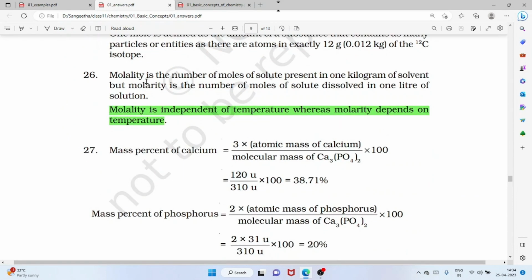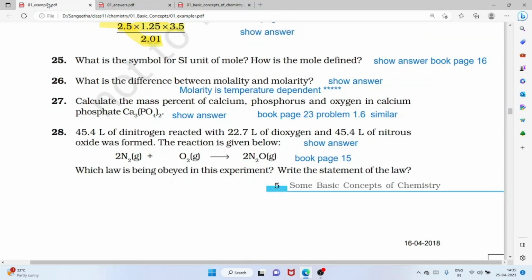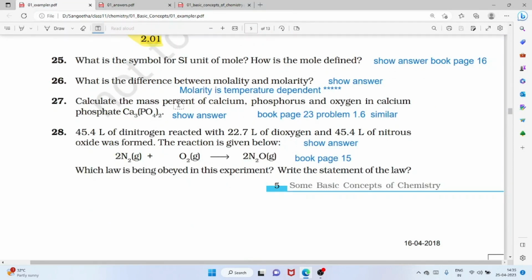So here molality is the number of moles of the solute present in 1 kilogram of solvent, but molarity is the number of moles dissolved in 1 liter of the solution. So molality is independent of the temperature, whereas molarity depends on the temperature because it depends on volume. Molarity is temperature dependent.